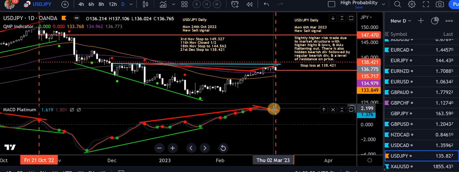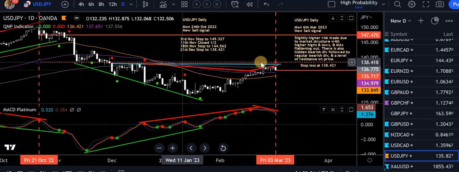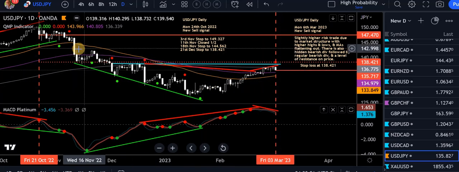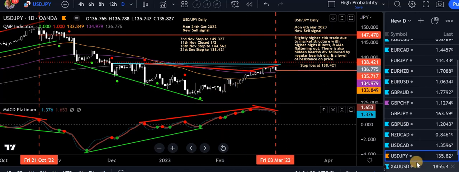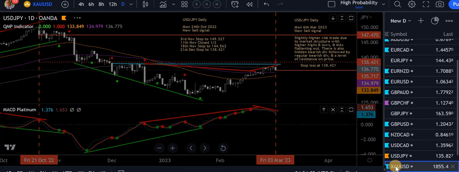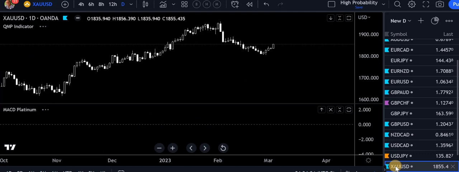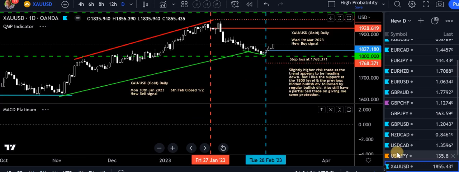MACD platinum, long way above the zero level. Had this little divergence, bit of resistance, take the sell. It's been a tough pair to trade lately. All right, gold, XAU USD. Probably should have had a look at this before I started my video.